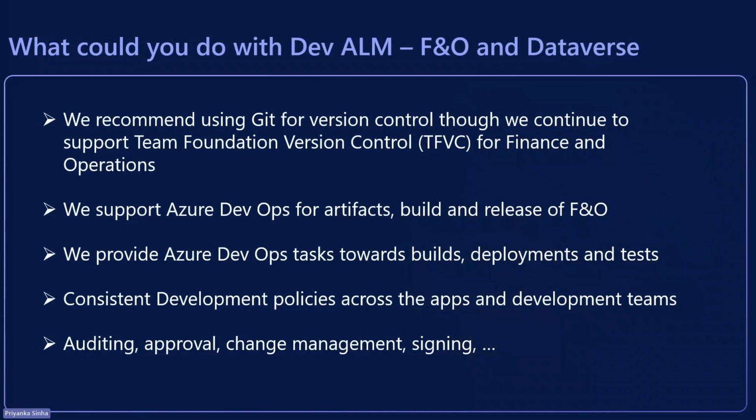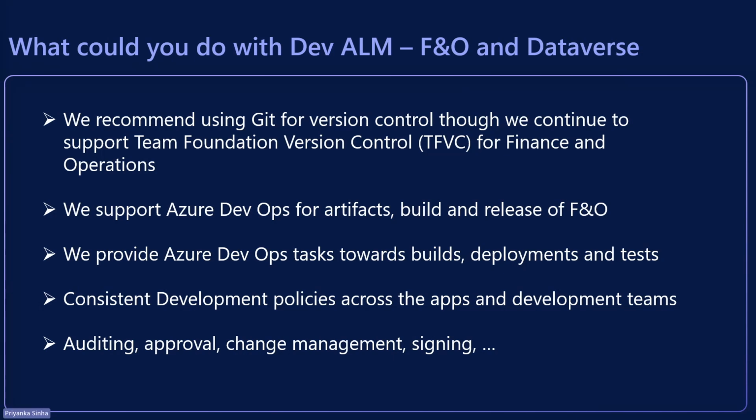So moving to objective. First question comes: what could you do with Unified Dev ALM, and what are those recommendations when you are going to follow the ALM? We recommend using Git for version control since it has become the preferred version control system in Azure Repos. While some still rely on TFVC, we don't intend to remove this feature set.